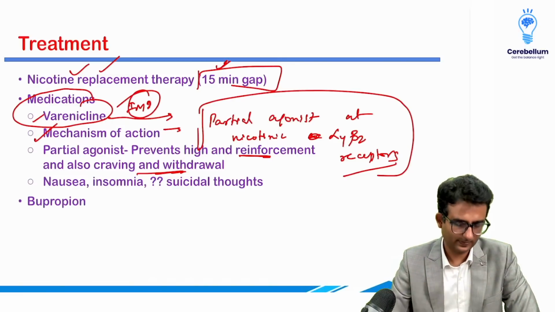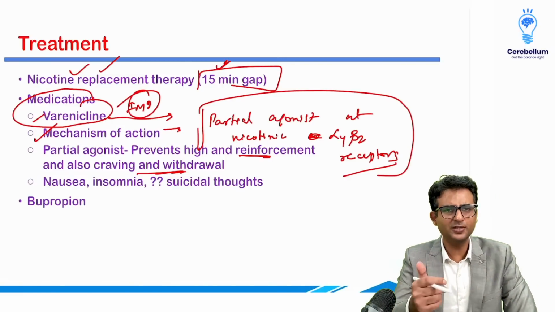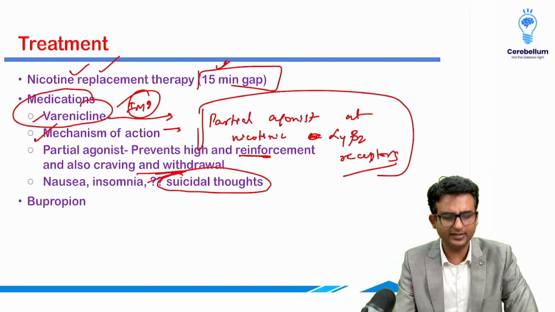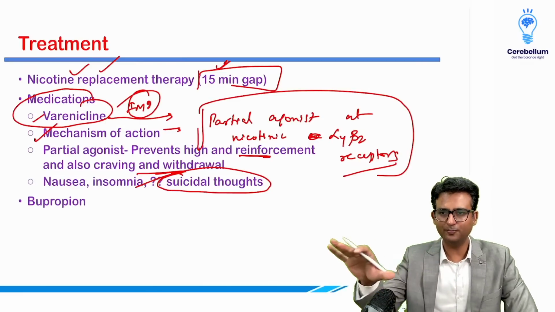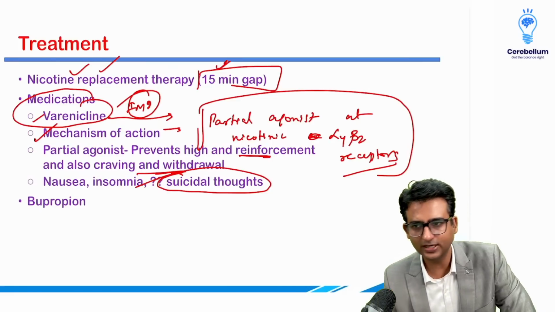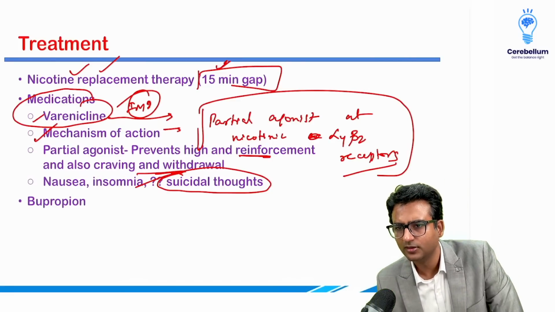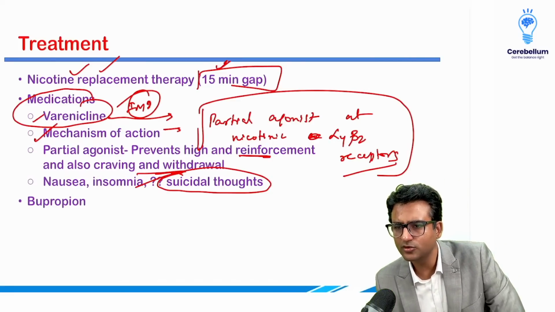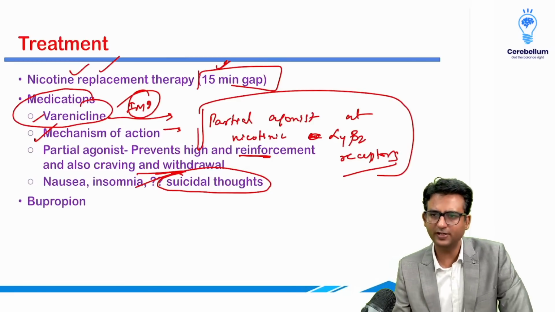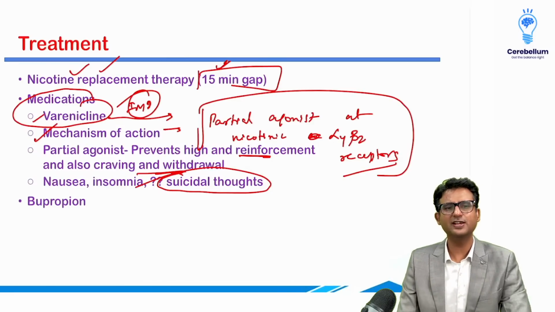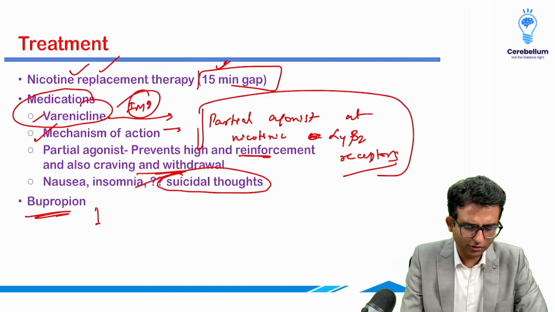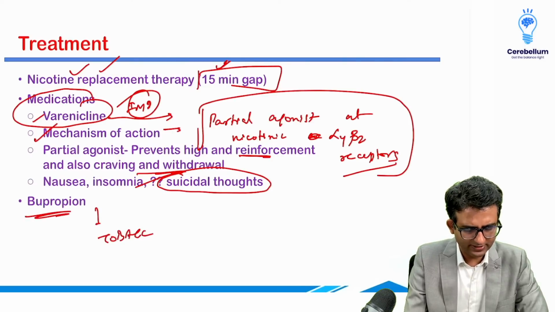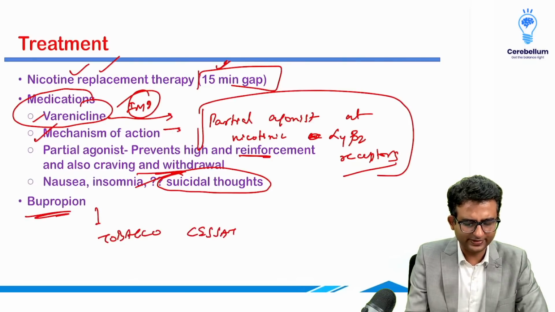When it was introduced in the market, there was a warning that it can increase suicidal thoughts. Later on, that warning was removed. So varenicline is a very important drug, very likely to be asked in the exams. Sir, how much time does it take to get rid of the habit using varenicline? Usually the duration of varenicline is 3 to 6 months, usually 6 months. Bupropion can also be used for tobacco cessation. Good medication, not as good as varenicline.